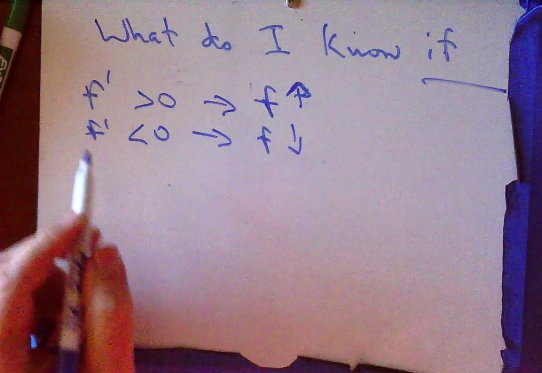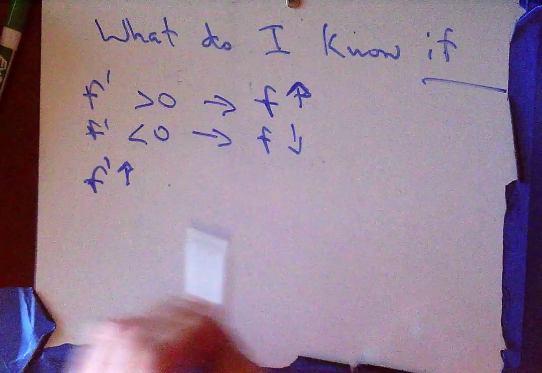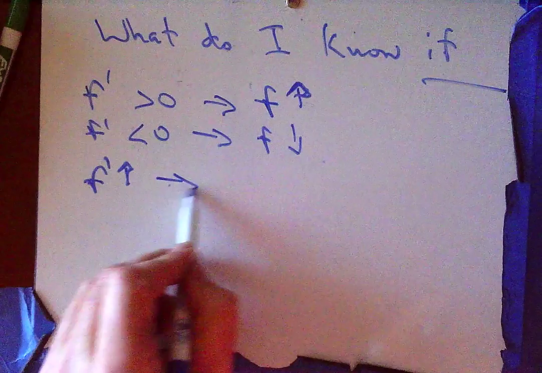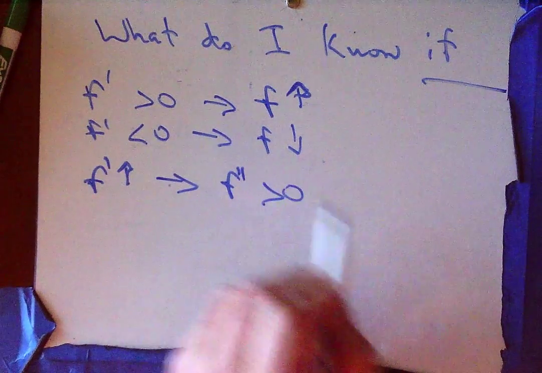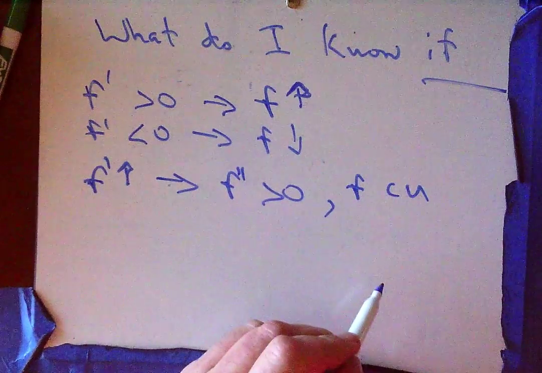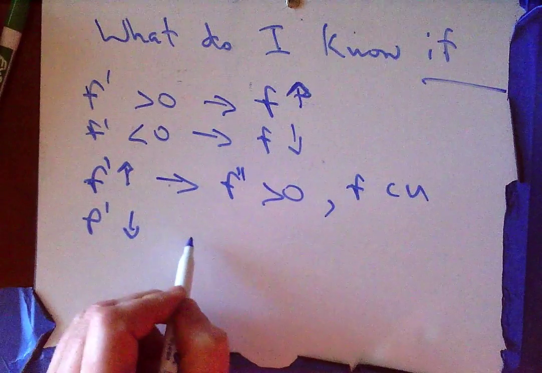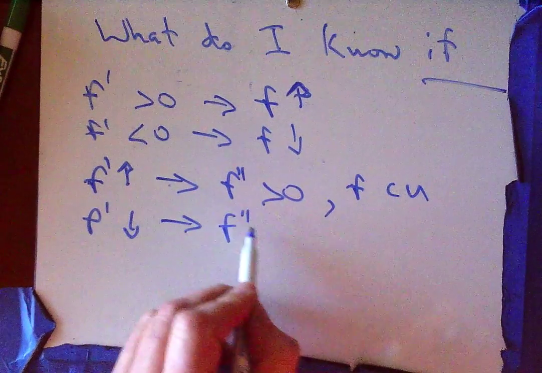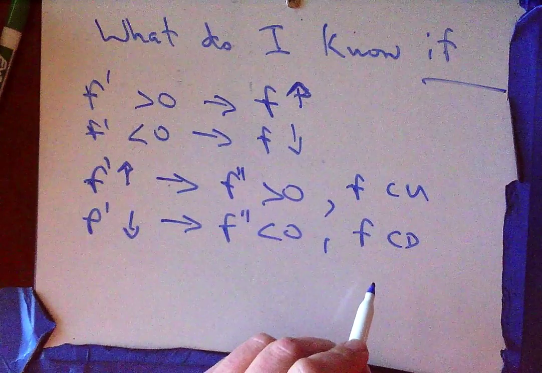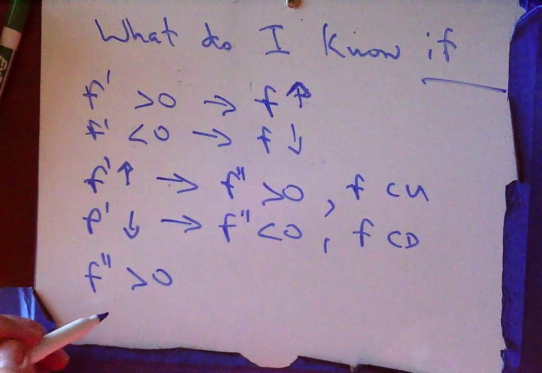What about f prime increasing? What do I know if f prime is increasing? Well, if f prime is increasing, that means that f double prime is going to be positive, and when f double prime is positive, we know f is concave up. And likewise, if f prime is decreasing, then f double prime is less than 0, and so f is concave down.